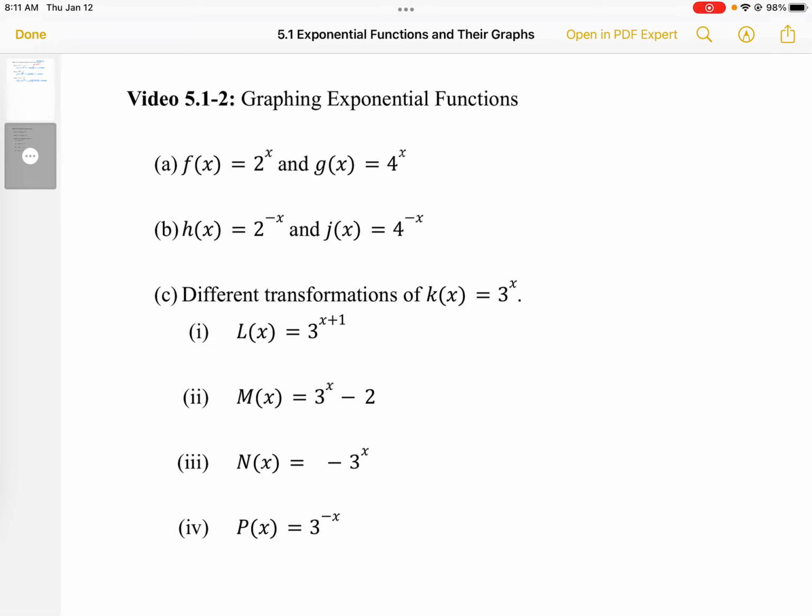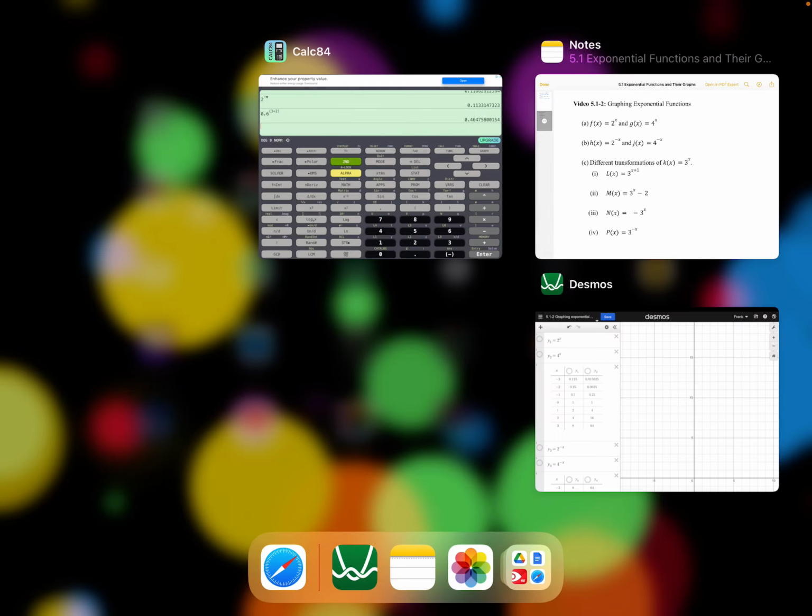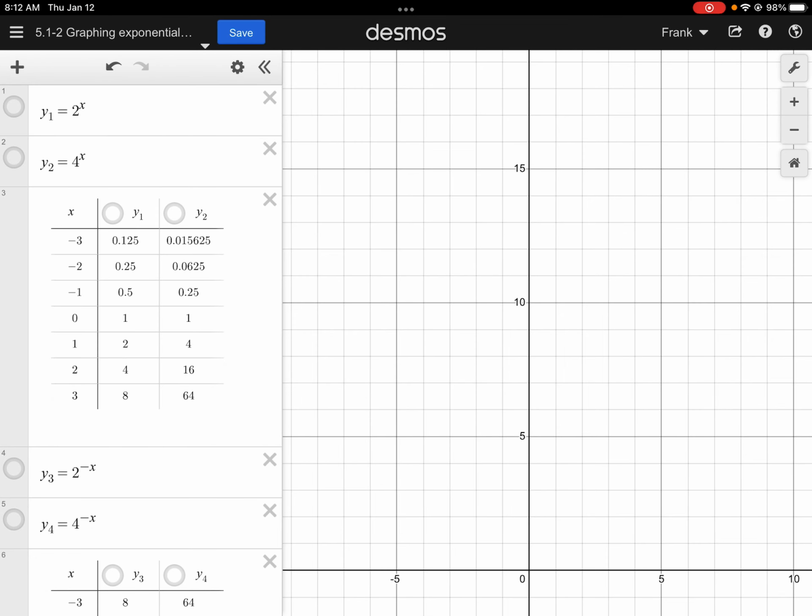In this video, we're going to be graphing exponential functions. I'm going to spend most of my time in Desmos to graph these functions. Part A, we're going to look at f of x is equal to 2 to the power of x, and then we're going to look at g of x is equal to 4 to the power of x. Okay, let's hop over to Desmos, and I'm going to spend the rest of the video in here.